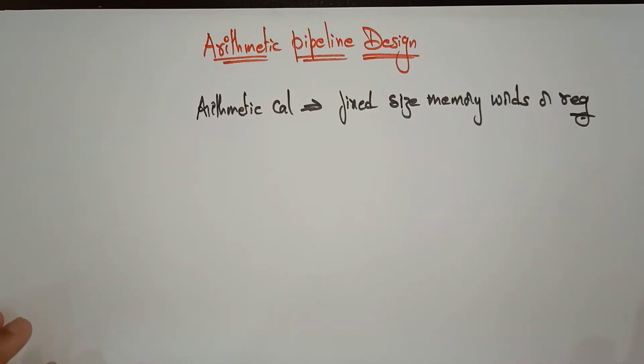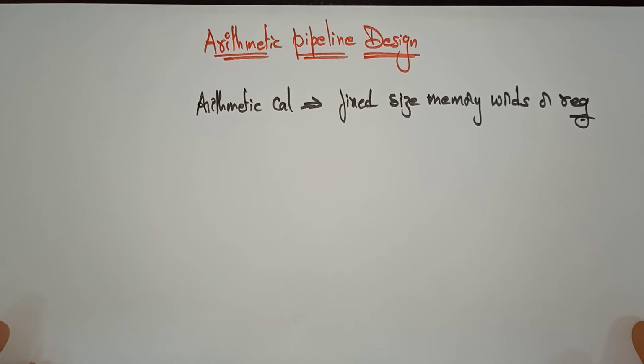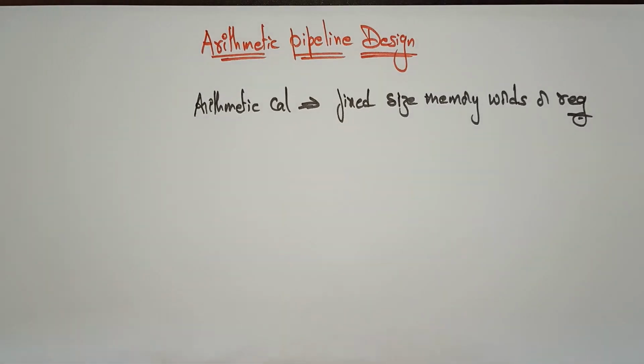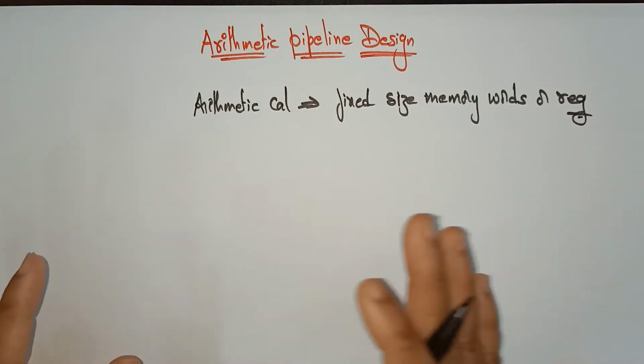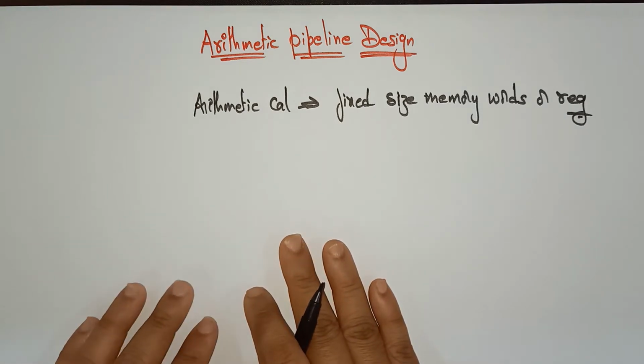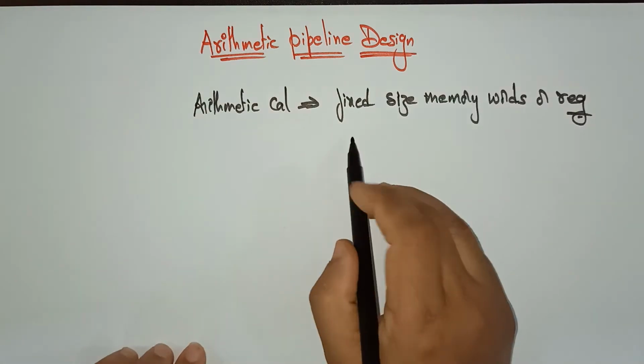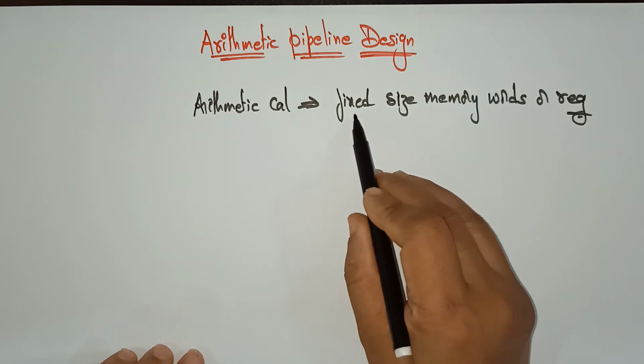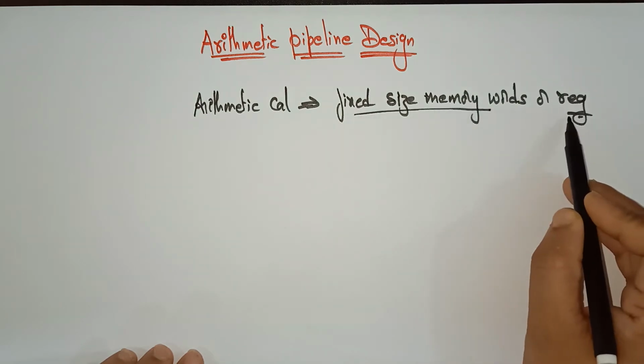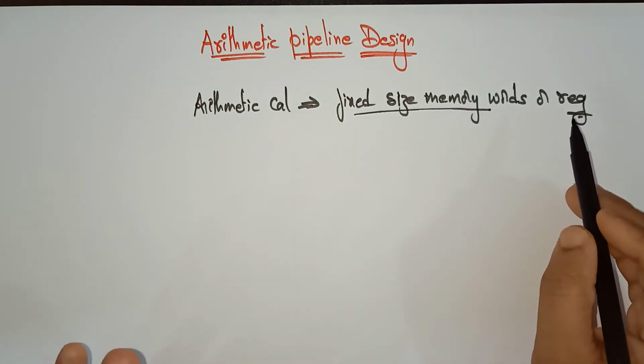Hi students, welcome back. Coming to the next topic in the subject Advanced Computer Architecture is Arithmetic Pipeline Design. Before going to understand what exactly this arithmetic pipeline design is, let's recall the introduction part of this arithmetic. In modern digital computers, the arithmetic calculations are performed by using either fixed size memory words or the registers. So that we all know that.